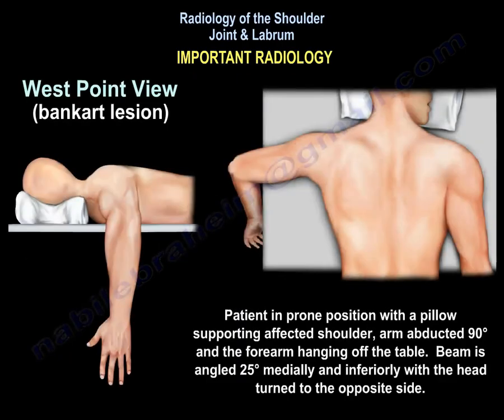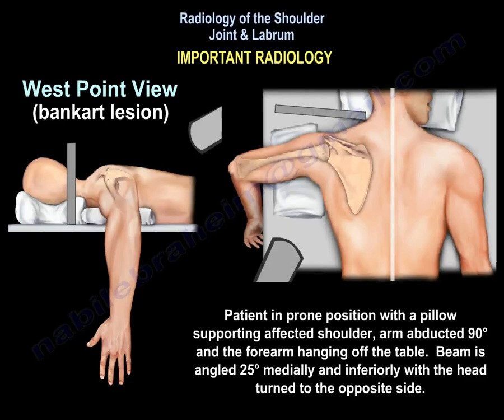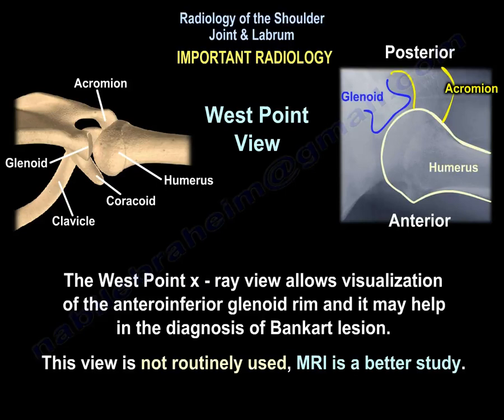The patient is in prone position with a pillow supporting the affected shoulder and the arm abducted to 90 degrees and the forearm hanging off the table. The beam is angled 25 degrees medially and inferiorly with the head turned to the opposite side. The West Point X-ray view allows visualization of the anterior inferior glenoid rim, and it may help in the diagnosis of Bankart lesion. This view is not routinely used. MRI is a better study.